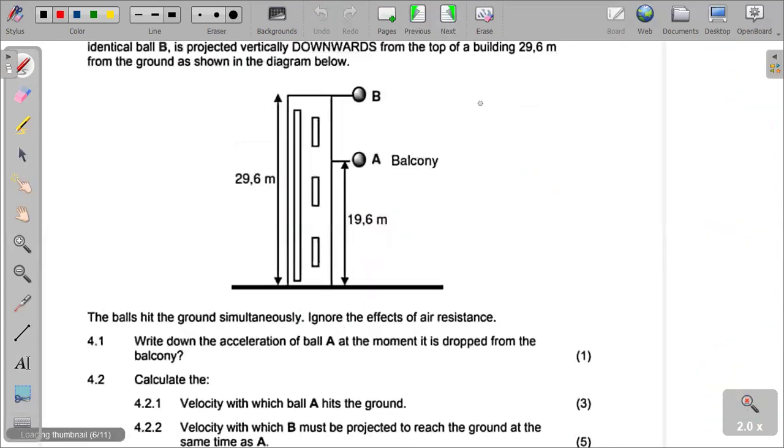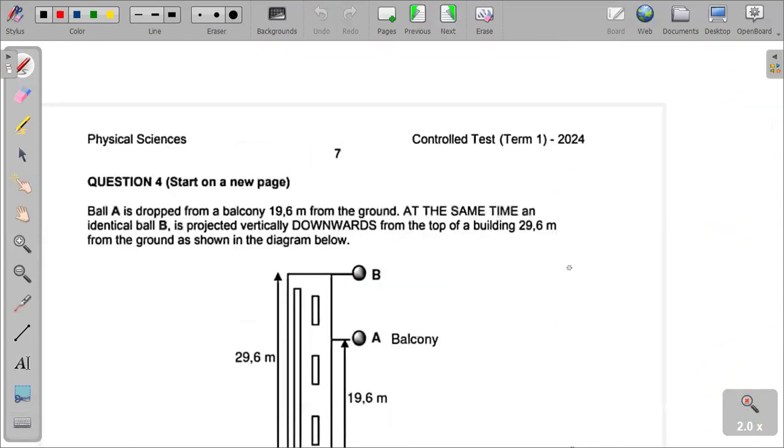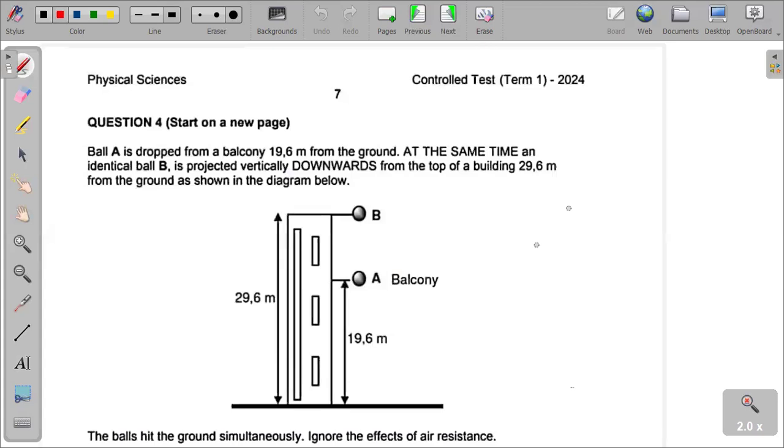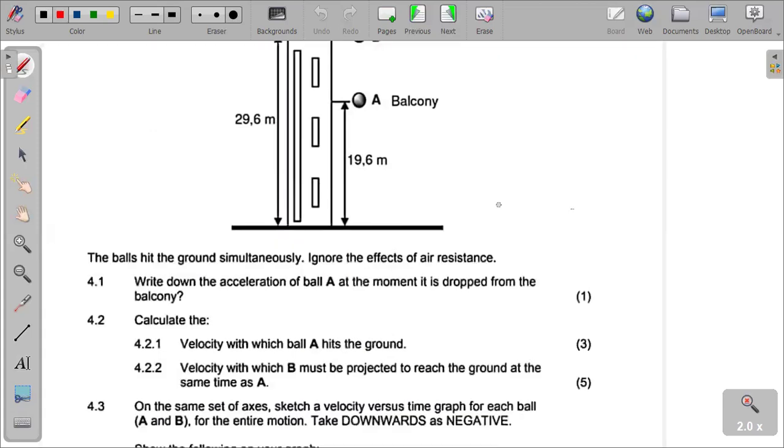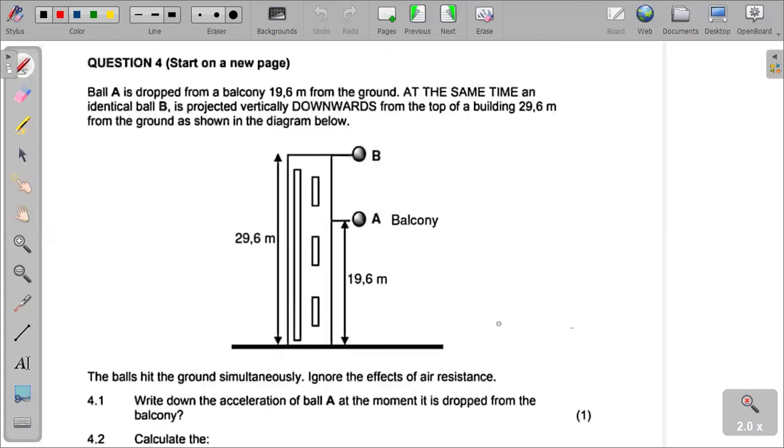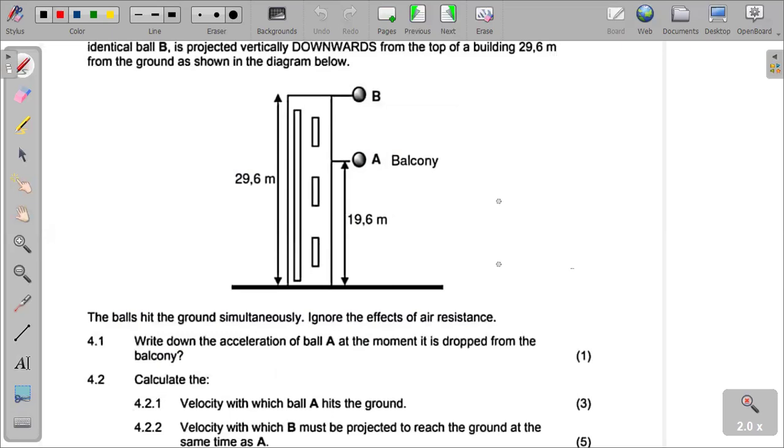Let's go to question number 4. Question number 4 is saying ball A is dropped from a balcony 19.6 meters from the ground. At the same time, an identical ball B is projected vertically downward from the top of a building 29.6 meters from the ground, as shown on the diagram below. So there is our diagram. Now the balls hit the ground simultaneously.